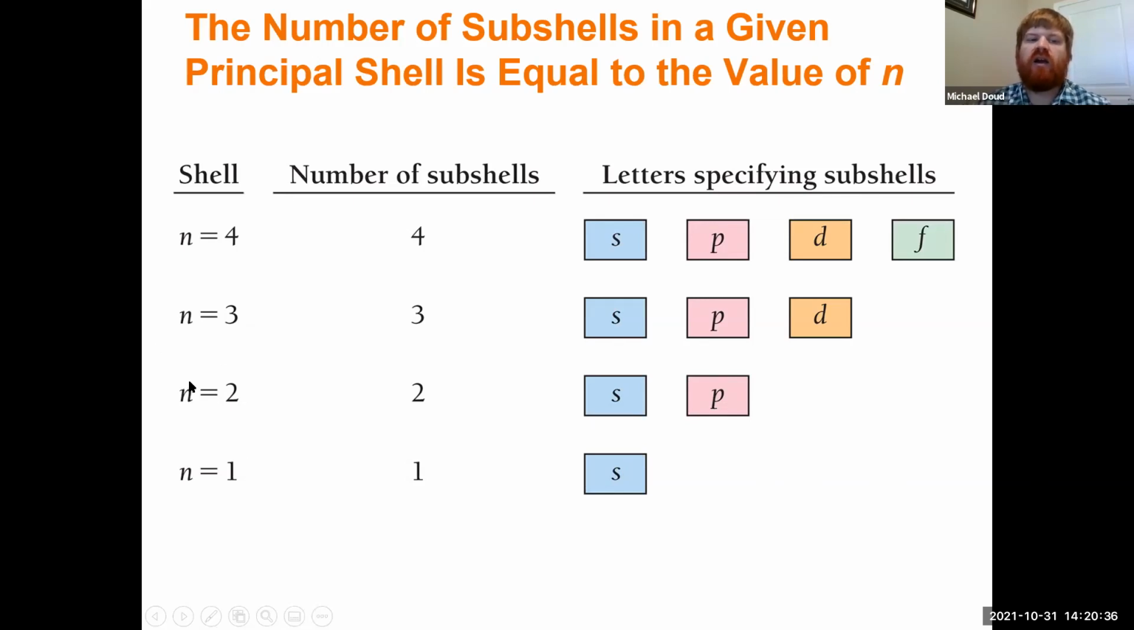However, when we go up a principal quantum number to n equals 2, now we have 2 subshells. So now we have the s and the p subshells. Go up again to n equals 3. That gives us s, p, and d subshells. And then finally, n equals 4 gives us 4 subshells, s, p, d, and f.